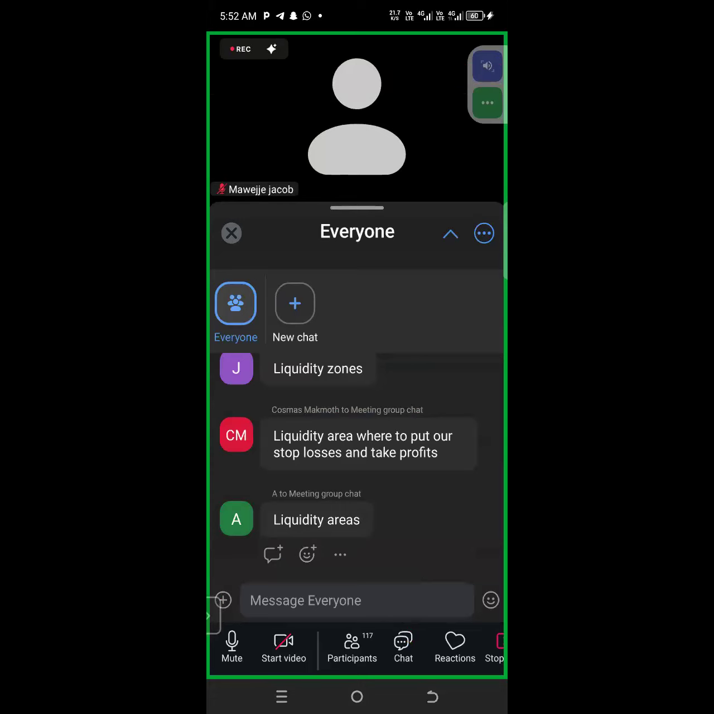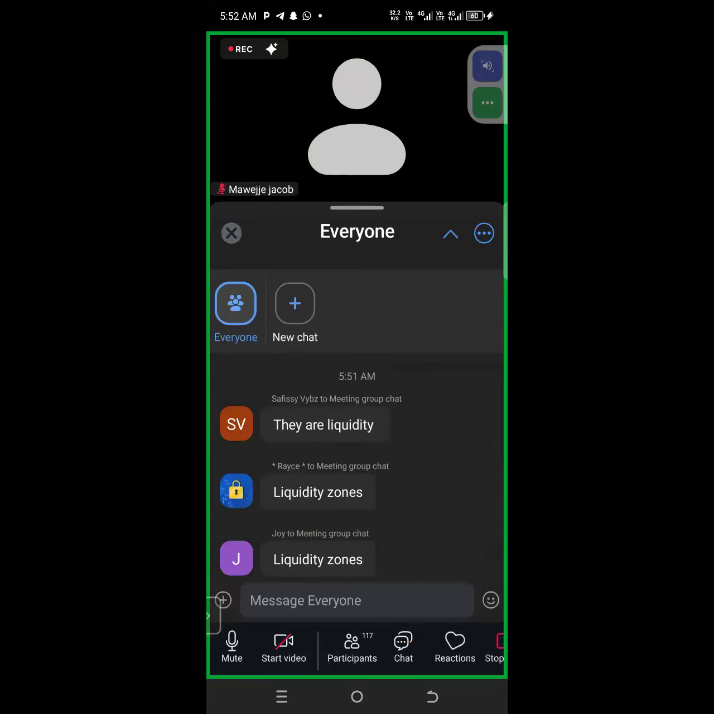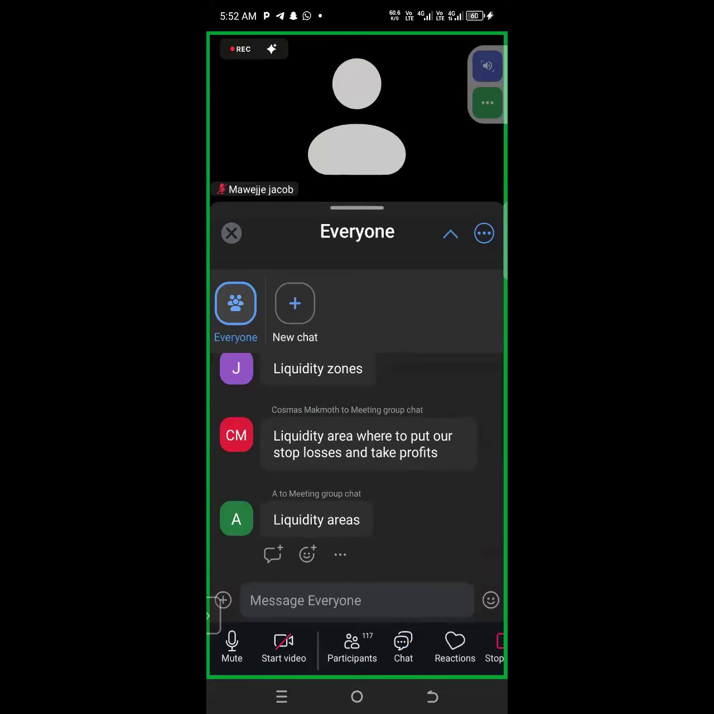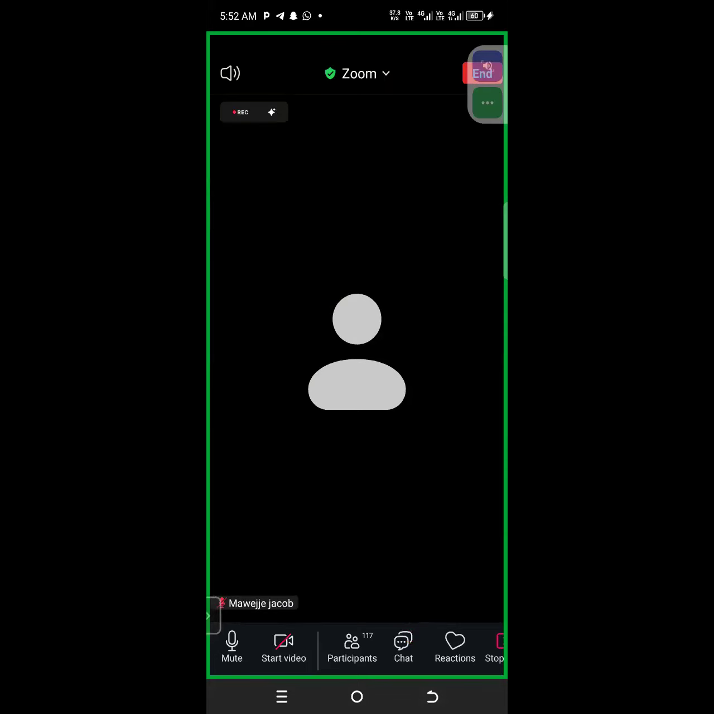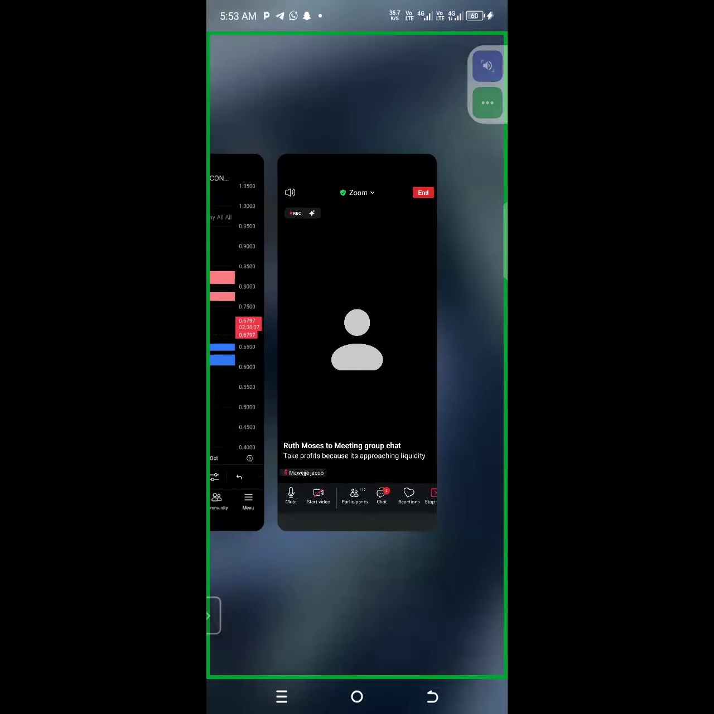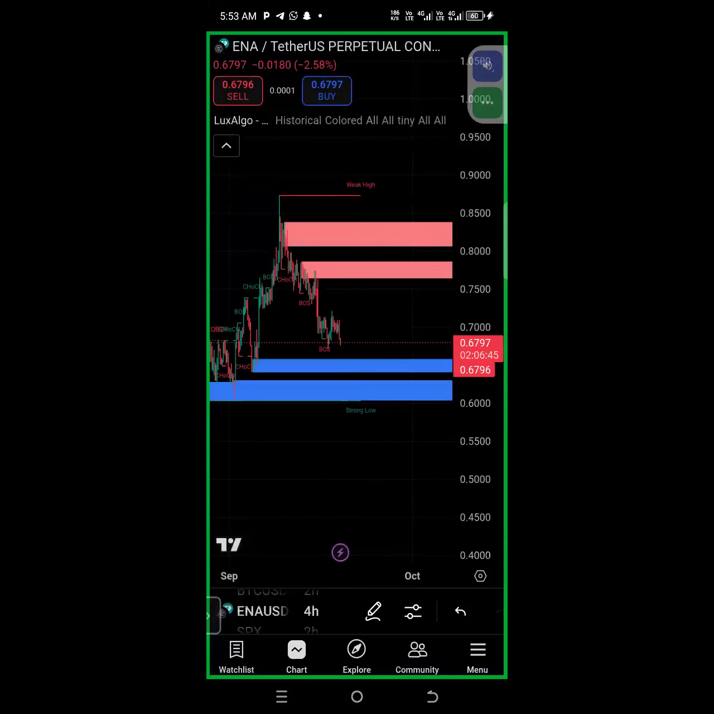Right. So liquidity areas, where to put our stop loss and take profits. So liquidity areas, very good. So yesterday that is something simple that we talked about. So you are not being able to tell me the answer. Very good. So that is liquidity zones, right? So we said if we want to make decisions.